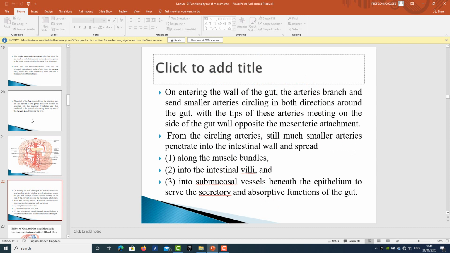Now, on entering the wall of the gut, the arteries branch and send smaller arteries circling in both directions around the gut, with the tips of these arteries meeting on the side of the gut wall opposite to the mesenteric attachment. From the circulating arteries, still much smaller arteries penetrate into the intestinal wall and spread along the muscle bundles into the intestinal villi and into submucosal vessels beneath the epithelium to serve the secretory and absorptive functions of the gut.